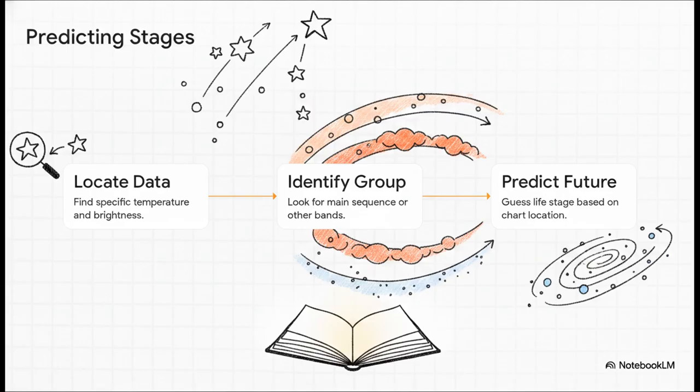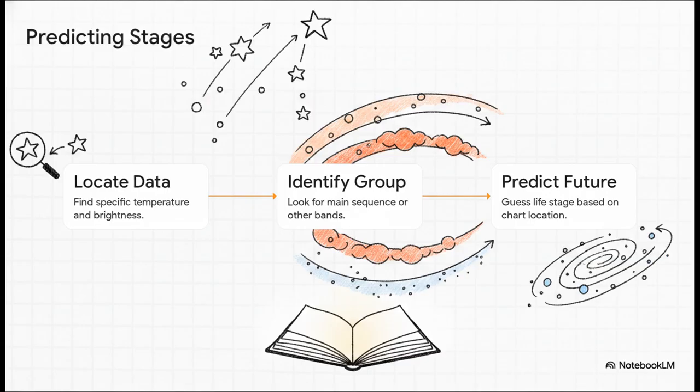Step 1, you just locate the star's specific temperature and brightness to plot it on the chart. Step 2, you identify its grouping. Like we saw, most stars fall along that diagonal main sequence band. However, as they age, they actually move. Red giants appear above that band, and white dwarfs fall below it.